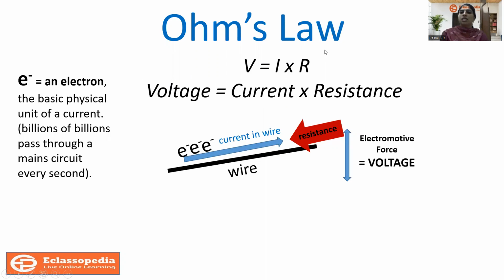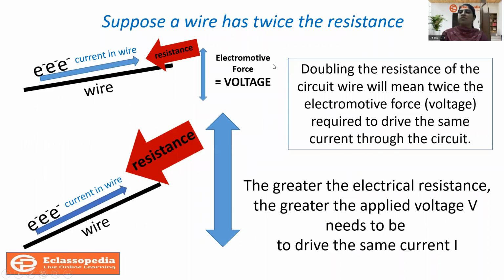From this relation, it is clear that V is equal to I into R. From this relation, we can clearly understand that current and resistance are inversely proportional, and voltage and resistance are directly proportional. Which means if resistance is high, the voltage to be applied will be very high, and if resistance is less, the voltage to be applied will be very less. That is shown in this figure.